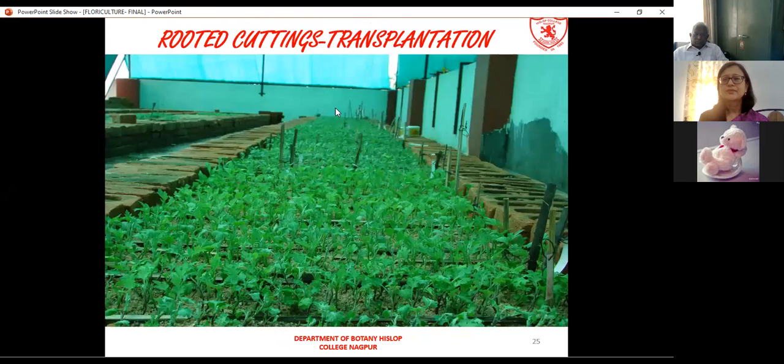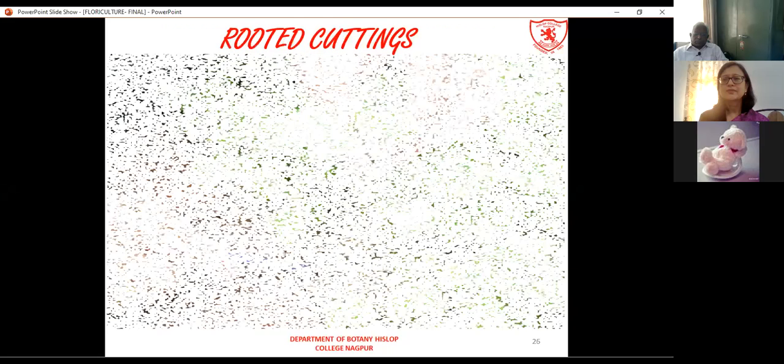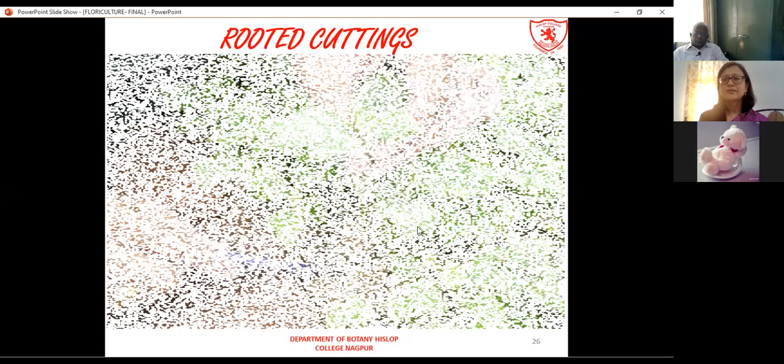Now they are all grown. This is the time when they are grown so big, that means they have developed their roots. They are now small young plants which are in a position to be transplanted. Students, these young plants which now have developed roots are known as rooted cuttings.